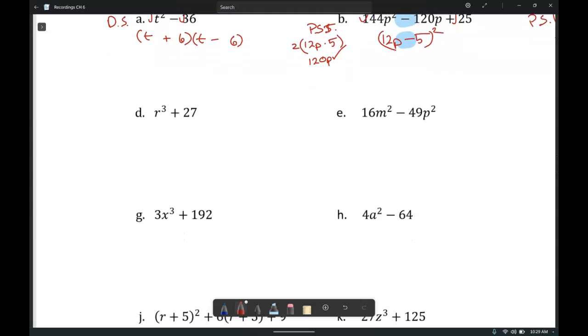Sum of cubes. Cube root of both terms, r plus 3. Then we can ignore this. We don't need it anymore. We will build the trinomial off of our binomial. First term squared, minus the two terms multiplied together. Last term squared. r plus 3, r squared minus 3r plus 9.